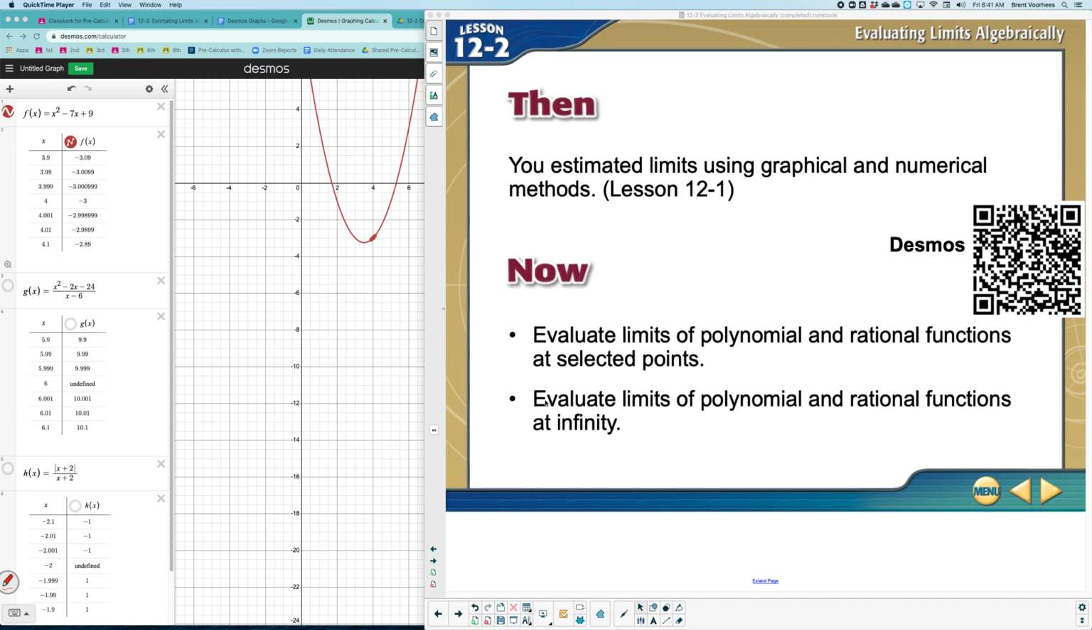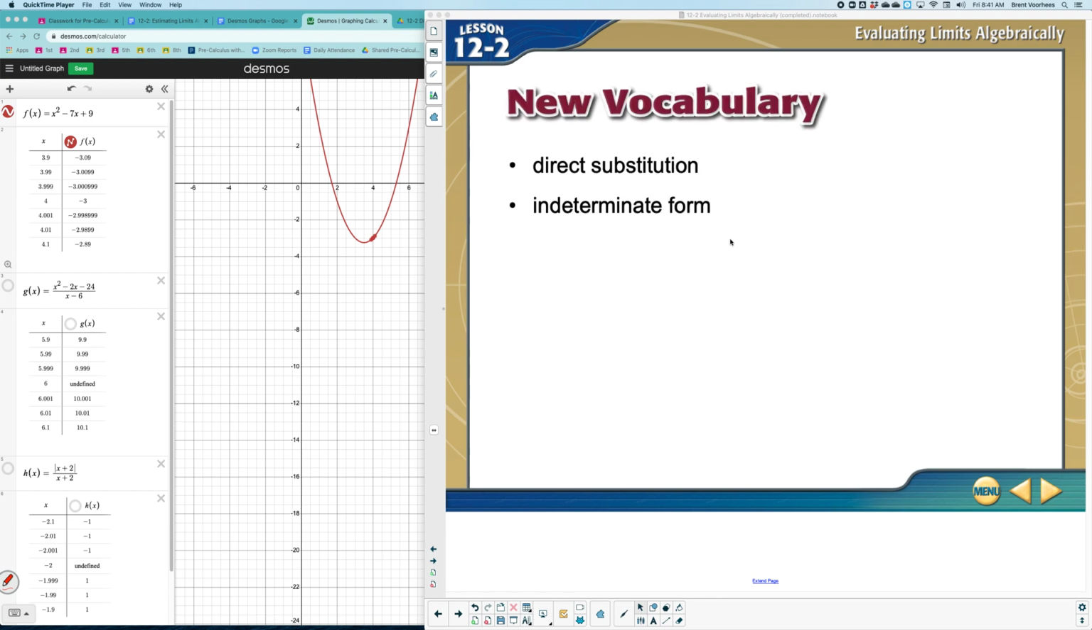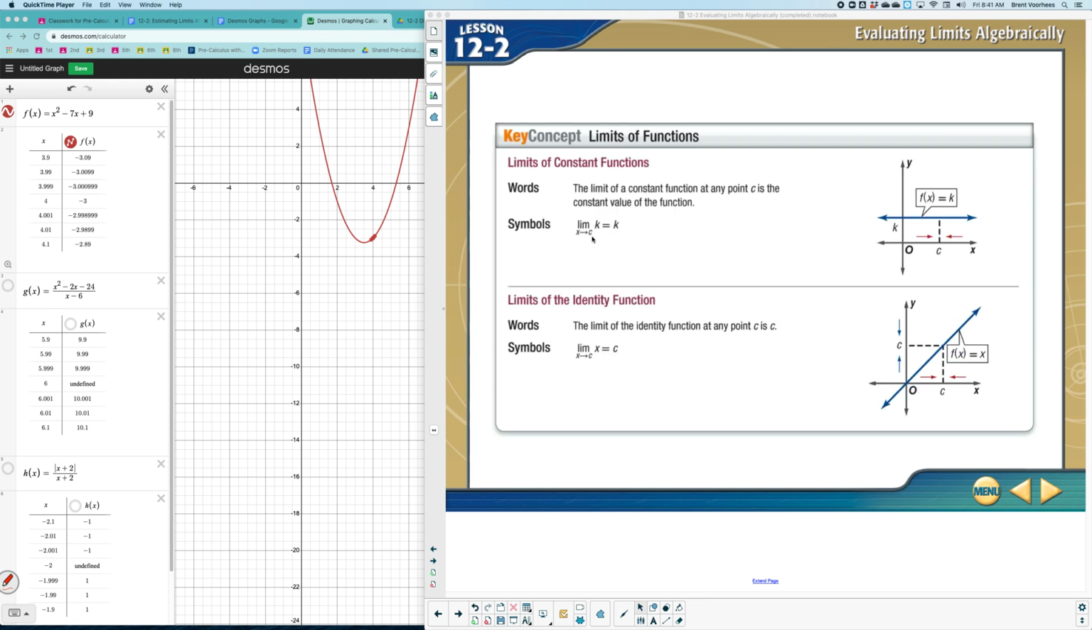Look at lesson 12.2 now. If you want to pull up my calculators from Desmos, just go ahead and take a scan at that. Alright, so what we're going to look at today is evaluating limits of polynomial and rational functions, not only at selected points, but also at infinity. The terms you might hear today are direct substitution and indeterminate form. Actually, you probably won't hear me say that very often, but you will hear direct substitution quite a few times.